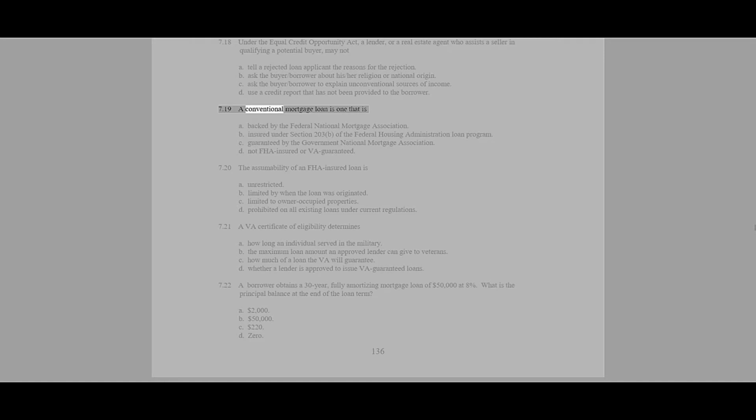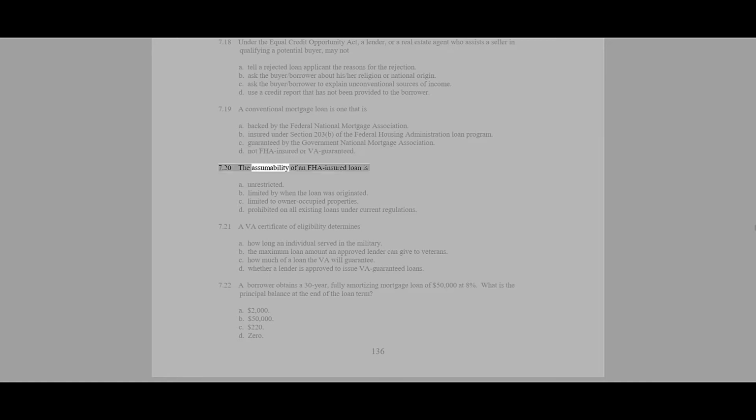7.19 A conventional mortgage loan is one that is A. Backed by the Federal National Mortgage Association. B. Insured under Section 203(b) of the Federal Housing Administration Loan Program. C. Guaranteed by the Government National Mortgage Association. D. Not FHA insured or VA guaranteed.